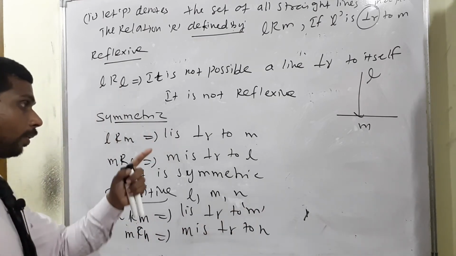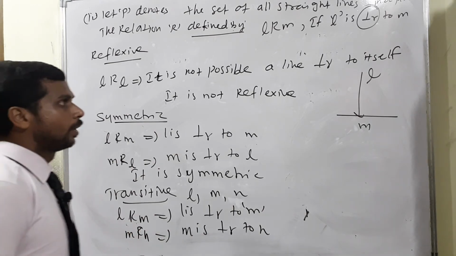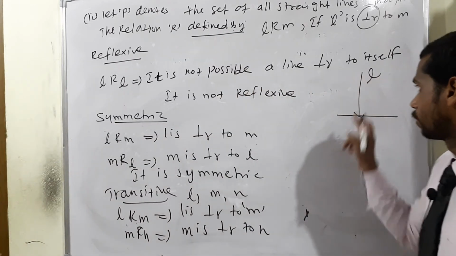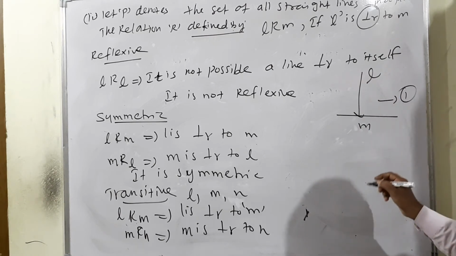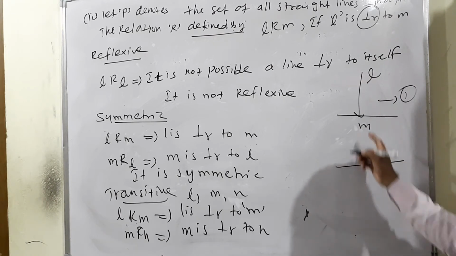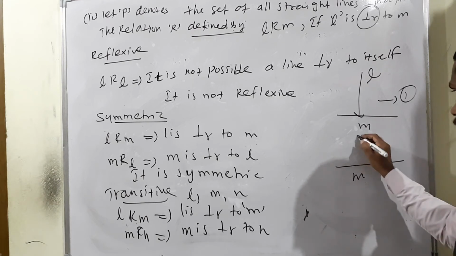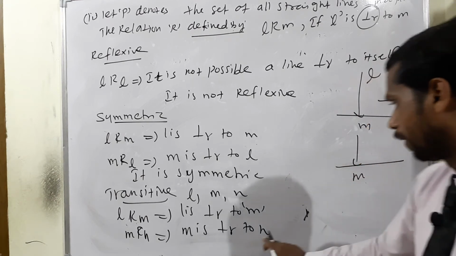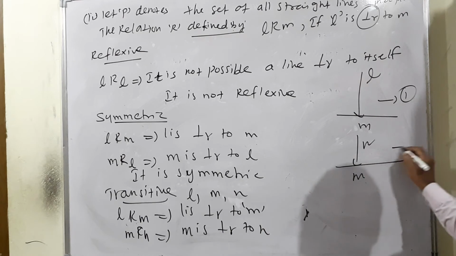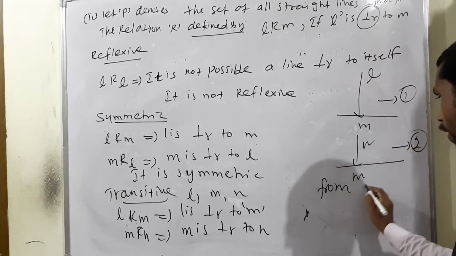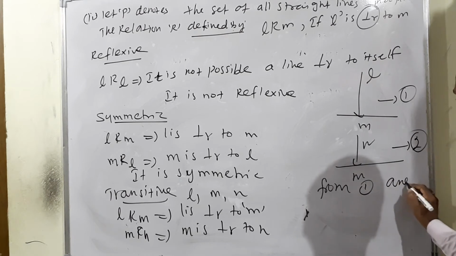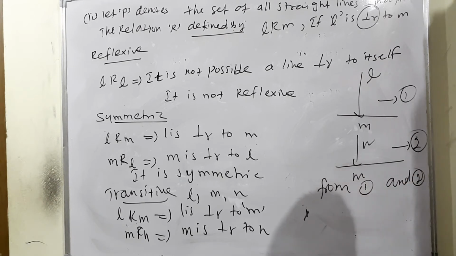Now we need to draw the diagram. Already L related to M is there, no? So L is perpendicular to M. This is considered as equation number 1. At the same time, another perpendicular line: M is there, but the second one is M is perpendicular to N. This is considered as equation number 2.